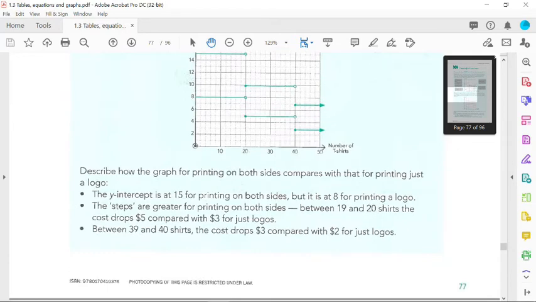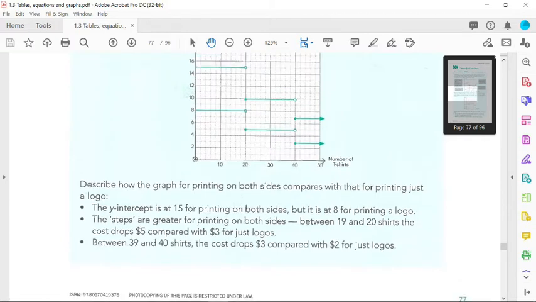And then they ask you some questions where they talk about the descriptions. They're going to ask you to describe how the graph for printing on both sides compares to printing just a logo. Remember, when you're describing graphs, one of the most important things you always describe is the y-intercept. Remember we talked about that? It's been a while, that's when we were doing the linear ones. The y-intercept for the first graph is at 15. The y-intercept for the second one is at 8. The steps are greater for printing on both sides.